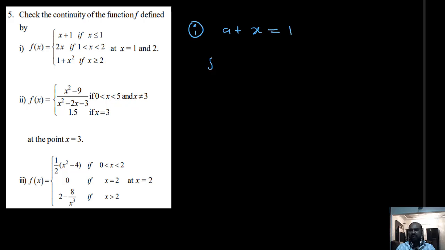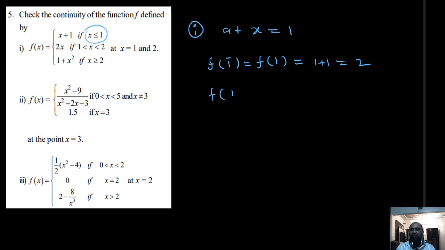We should find f of 1 minus, that is called LHL. For this type of problem, directly you can find LHL, because we have a rule for f of x for the values of x less than 1. For that rule, put x equal to 1, what you will get is f of 1 minus. And also f of 1 minus and f of 1 are the same, because the rule is given for x less than or equal to 1. That's why f of 1 minus and f of 1 are both the same, which is 1 plus 1, that is equal to 2.